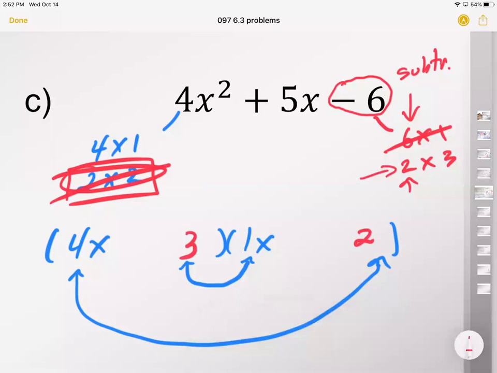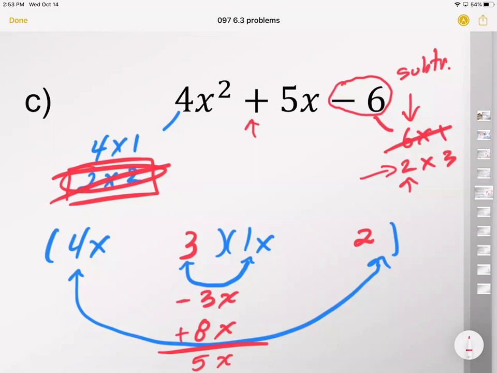3 times 1 is 3, and 4 times 2 will give me 8. And if I subtract this, I will get 5, right? I have to think in terms of subtraction, and in terms of subtraction, I need to subtract. I got 5, and hopefully you guys see that the 8 has to be positive and this thing has to be negative.